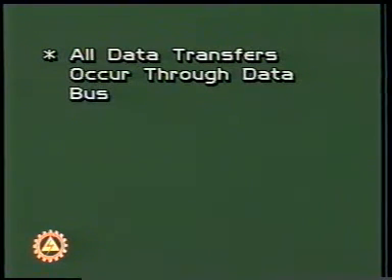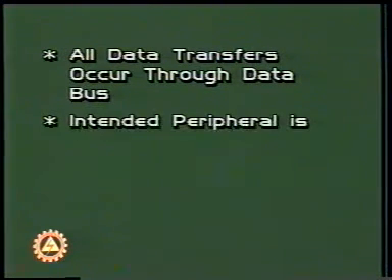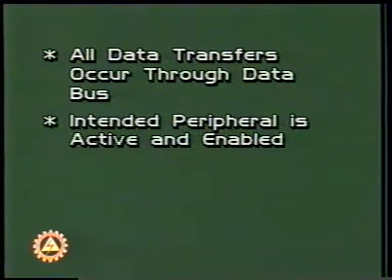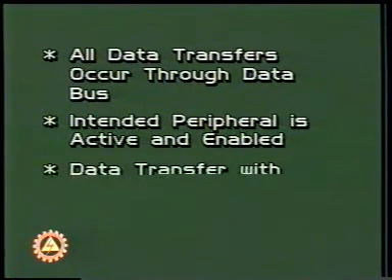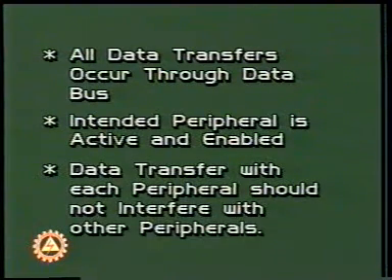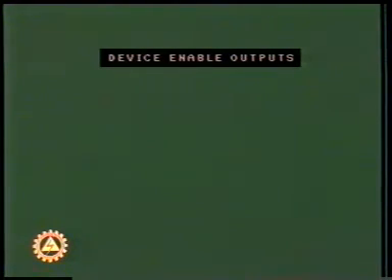We have discussed the process of interfacing an input and output port. To sum up this process, all data transfers occur through the bidirectional data bus. The interface must ensure that only the intended peripheral is active and enabled. It must also ensure that the data transfer with each peripheral does not interfere with other peripherals connected to the data bus. The design of device selection logic can vary depending upon how many I/O devices are required in the system.